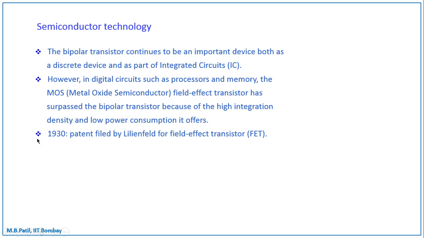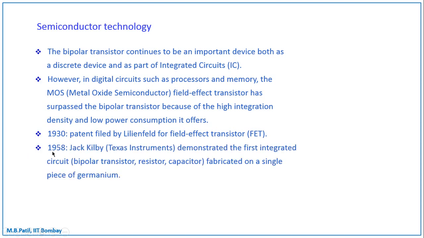But the MOS technology took several years to mature, and therefore ICs with bipolar technology came first to the market, followed soon by ICs in MOS technology. The first MOS IC was in 1964, and it was a shift register.